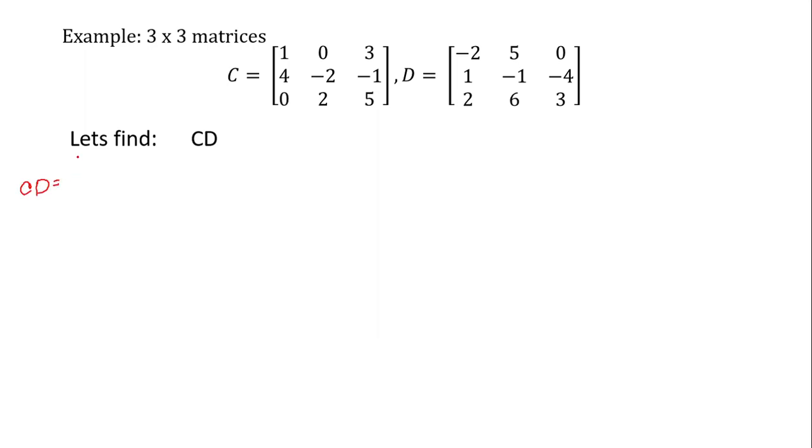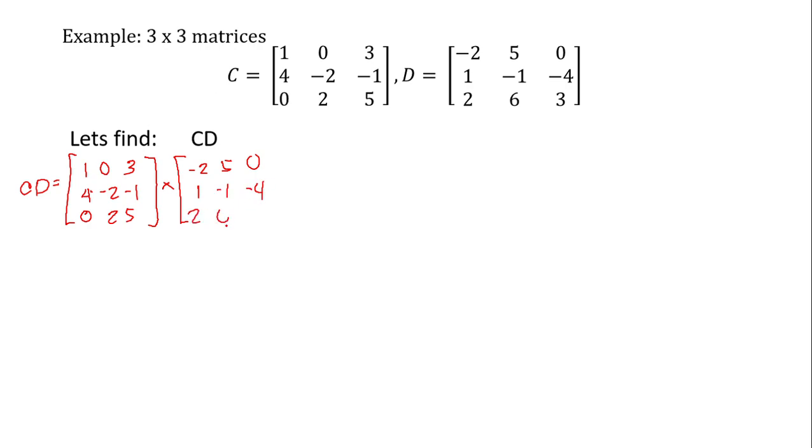Okay, so we have 1, 0, 3, 4, negative 2, negative 1, 0, 2, and 5. Multiplied by matrix D, so we have negative 2, 5, 0, 1, negative 1, negative 4, 2, 6, 3. Okay? So, paano natin ito gagawin?